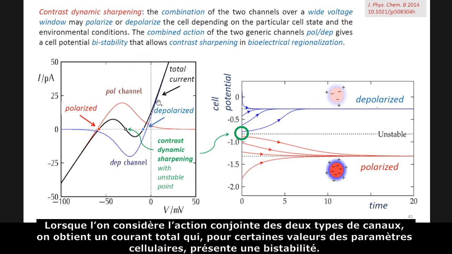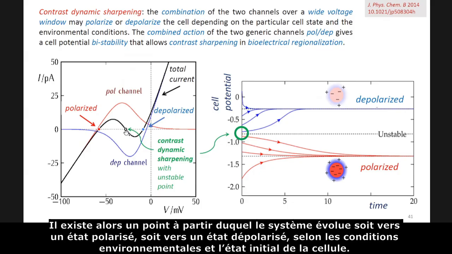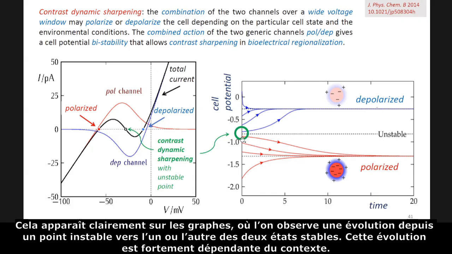Summing up the two channels, we get a total current, which for a certain value of the cell parameters can show bistability, in the sense that there is an unstable point which moves to the polarized cell state or the depolarized cell state, depending on the environmental conditions and the particular initial cell state. This is clearly seen in this graph, where there is movement from an unstable point either to the depolarized cell state or the polarized cell state. This movement is highly context sensitive, as you can see.